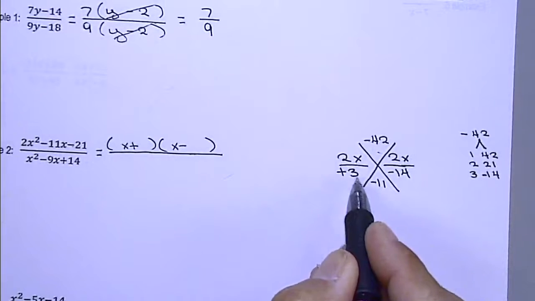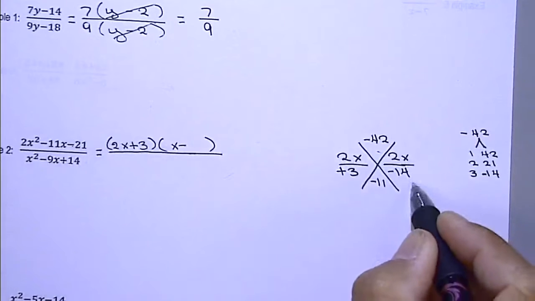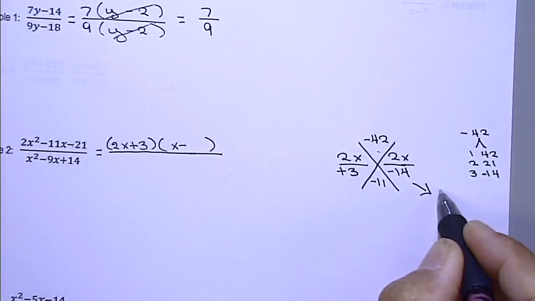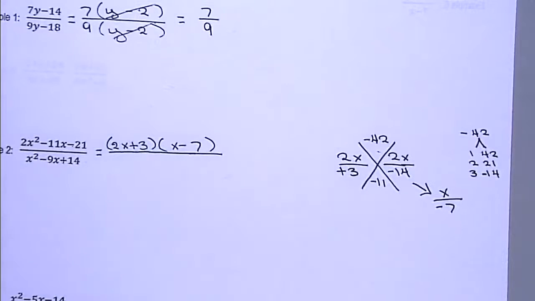2x plus 3 does not reduce, so I can go ahead and say 2x plus 3. 2x minus 14, I'm going to divide them both by 2, and I'm going to have x minus 7, which is my second factor.